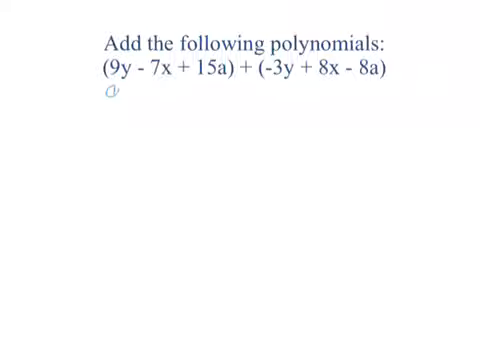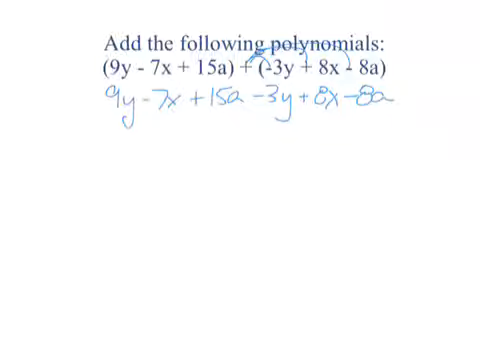So we have 9y minus 7x plus 15a. This makes a negative 3y. This plus a positive 8x plus a negative 8a. Now we're going to combine like terms. So we have a 9y and we have a minus 3y. Well, that would be 6y.